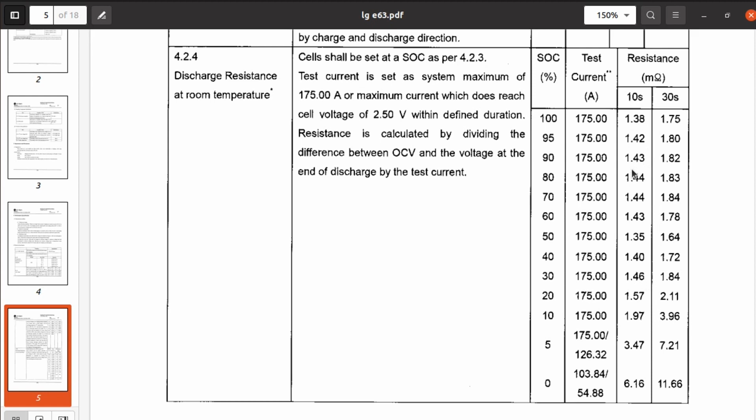You can see here that the internal resistance of these cells was sort of 1.38 at the top. And then once it was quite low state of charge, it was all the way up to 11.66. These are the sorts of values I'm looking for if this is a similar cell.